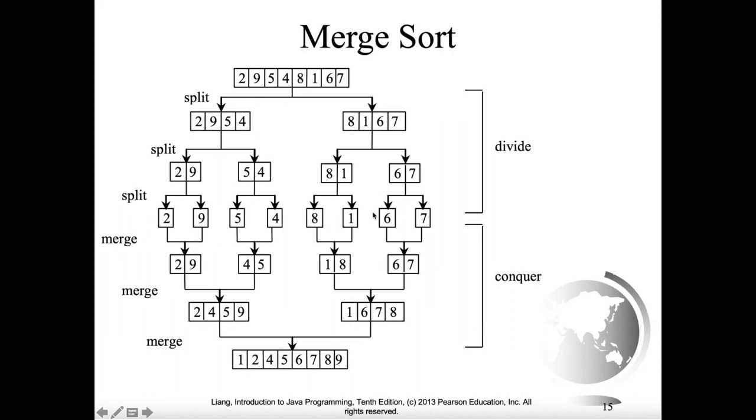And then we have 8 and 1. So 1 first goes to the list, and 8 goes next. Then we have 6 and 7. So 6 goes first, and then 7. So we keep doing comparison. How do we do the comparison?